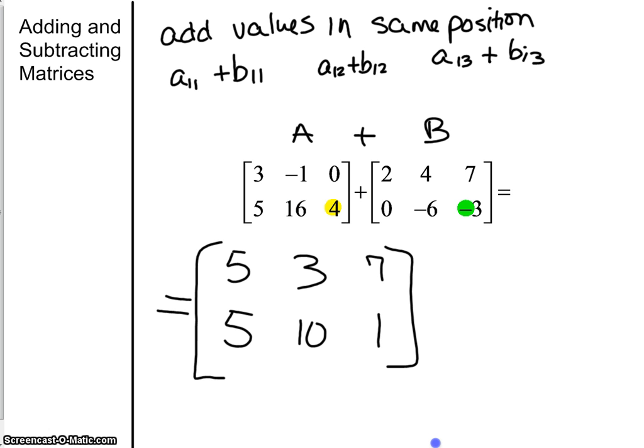So we have our matrix. We took a 2 by 3 matrix and added it to a 2 by 3 matrix, and we got a 2 by 3 matrix as an answer. And that's the way addition and subtraction goes. You have to have identical shaped matrices, and your answer is going to be that same shape.